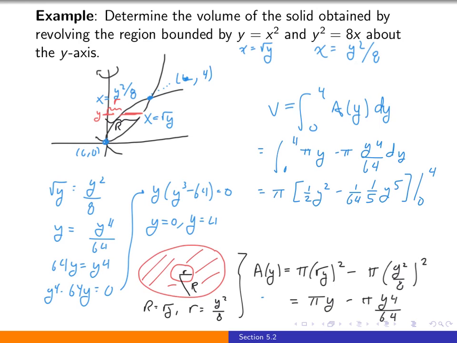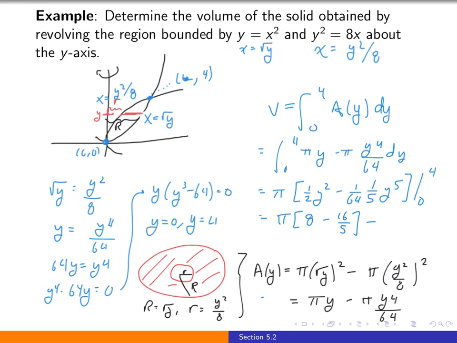We plug in a 4, so we're going to have 1/2 of 16, which is 8. And then the next term, it seems like it's going to be a large or complicated number, but notice that we have a 64 on the bottom, which is 4 cubed, and we have a 4 getting plugged in, so 4 to the 5th over 4 cubed is just 4 squared. So it ends up being 16 over 5.